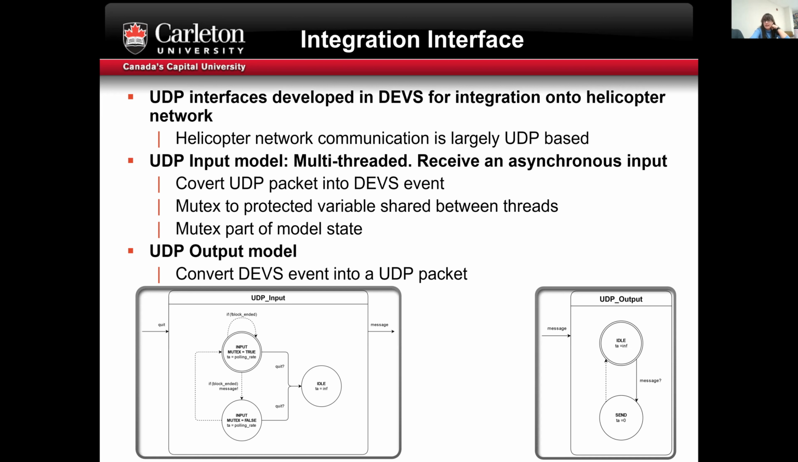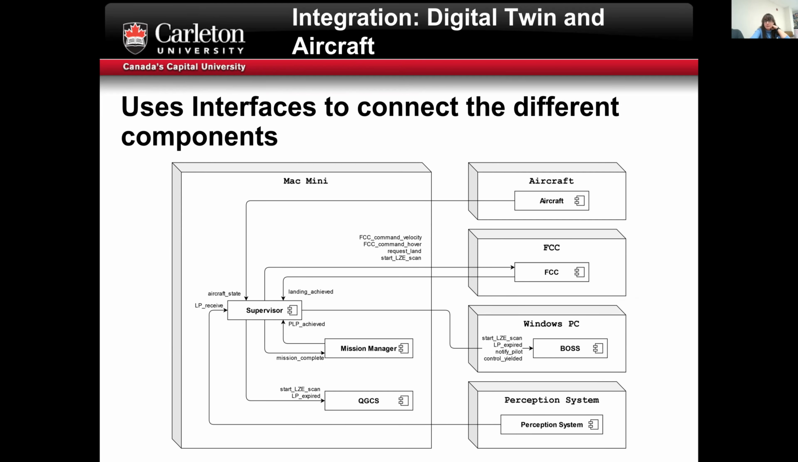When everything was done, at NRC what they have is a digital twin of the aircraft. Here you can see how the different components are in the aircraft. We have the Mac Mini with a supervisor, a mission manager, and a ground control computer. Then we have the aircraft flight control computer, a display, and the perception system. But what they have is a digital twin where all these components are in a single machine. They have a model for the aircraft, for the flight computer, for the display, and so on. So we integrated it in the digital twin, and we tested our supervisor with the digital twin before moving to the aircraft.